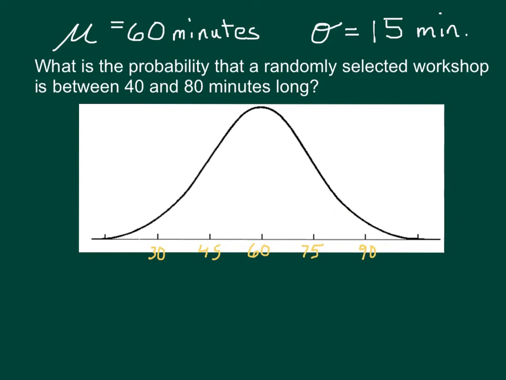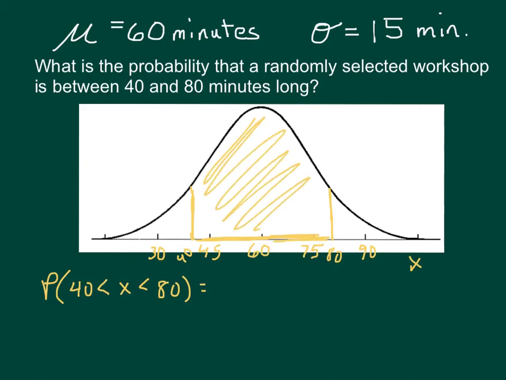So now we'd like to know the probability that a randomly selected workshop is between 40 and 80 minutes long. So we're looking for the probability that the workshop time is between 40 and 80. And so 40 is going to be just to the left of 45. There's 40. And again, 80 was to the right of 75, so there's 80. So between these two values is going to be all the times between those, and the area is going to be that middle area there.